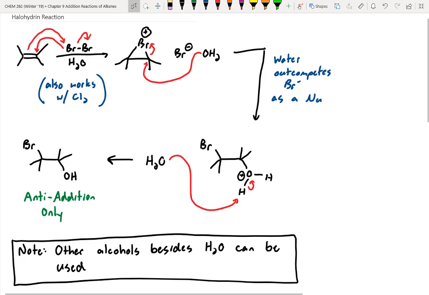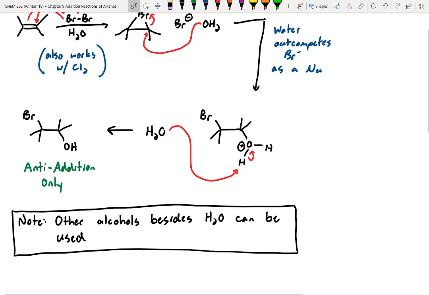Yeah? Does this one always form anti-addition? Yes, it'll always do anti-addition because we're going through the three-membered bromonium ion. So you'll never get syn-addition because that top face attack's just too hindered. Yep. All right, so now we need to talk a bit more about regiochemistry.